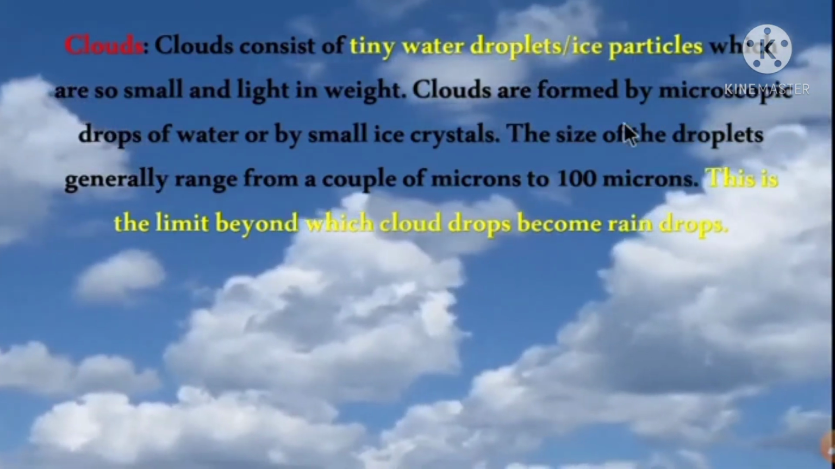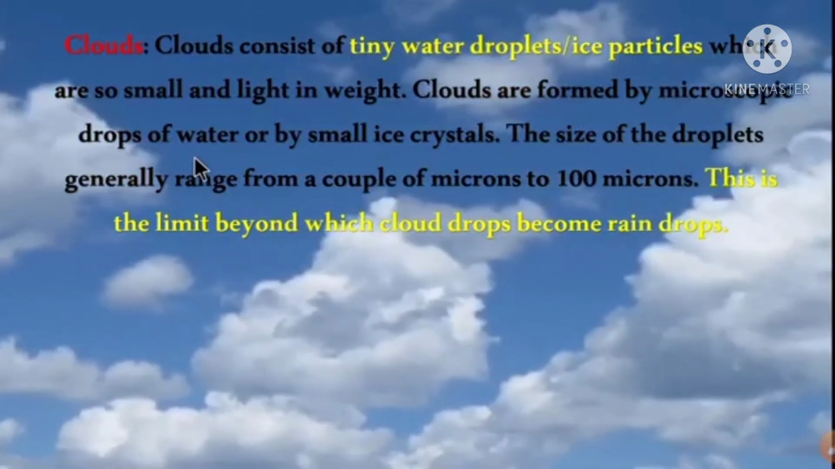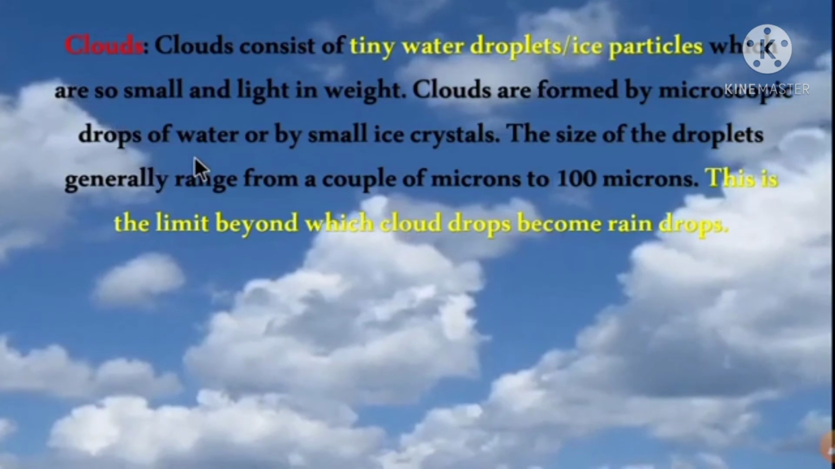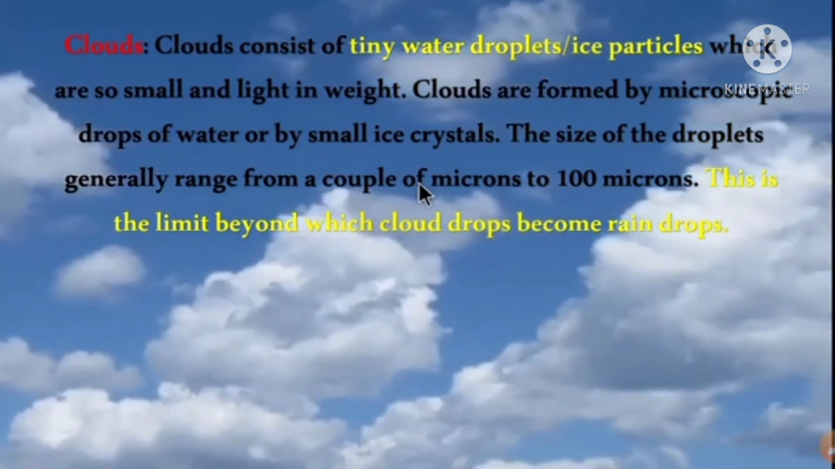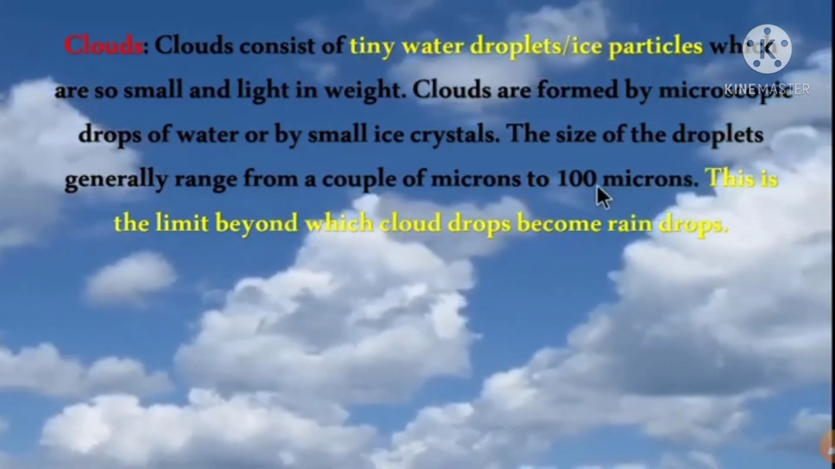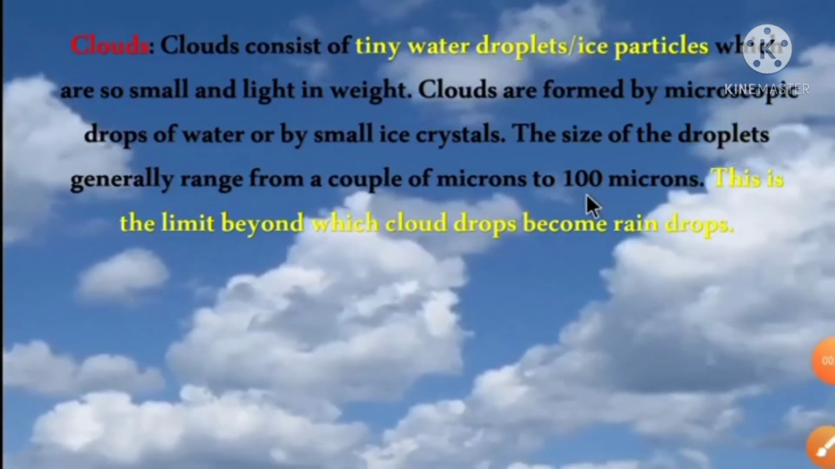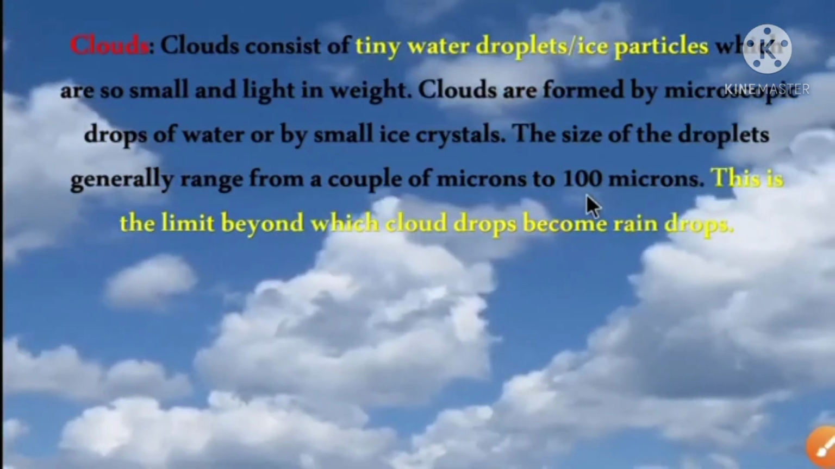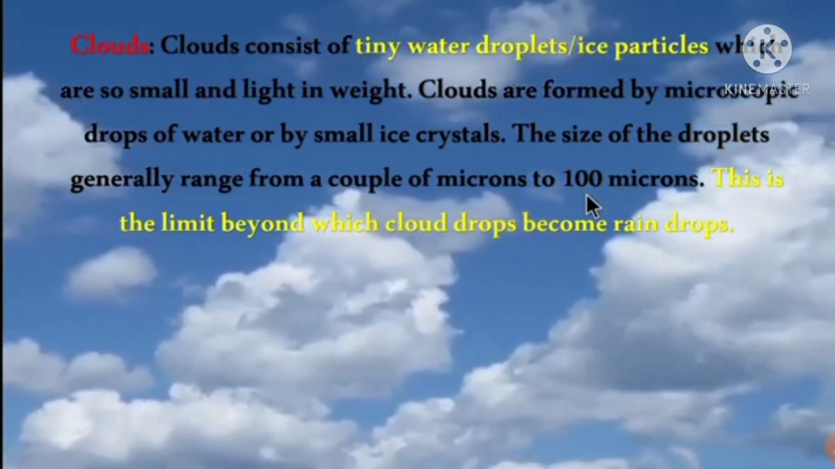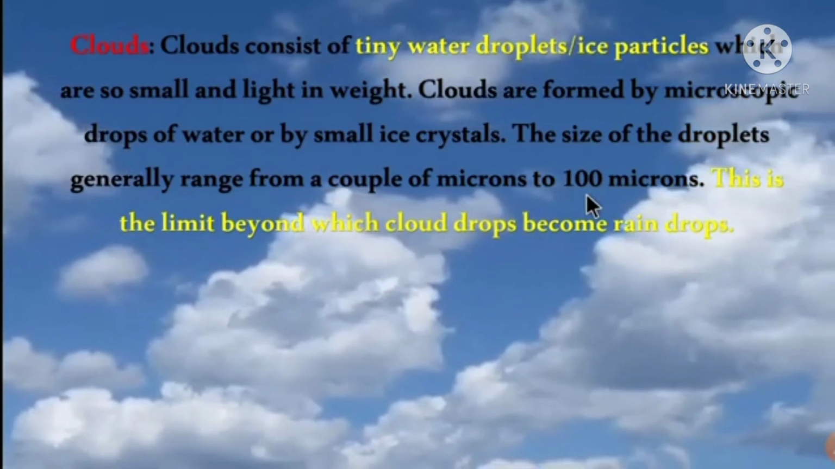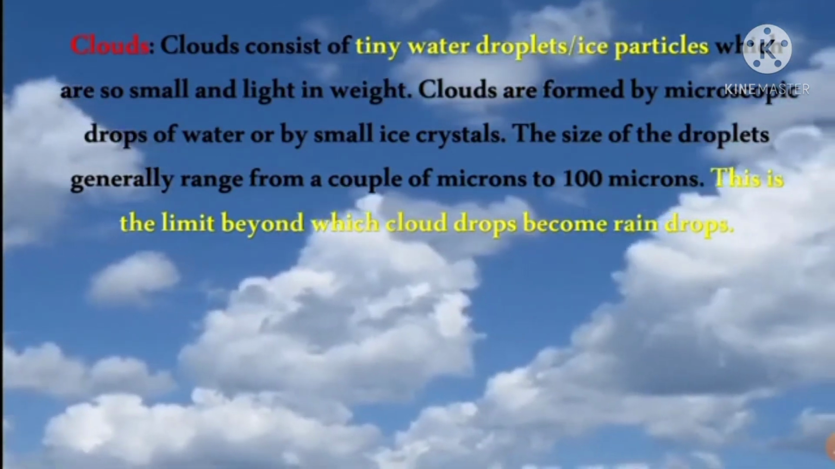Clouds are formed by microscopic drops of water, microscopic meaning tiny, or by small ice crystals. The size of the droplets generally ranges from a couple of microns to 100 microns. So when the size increases, the cloud will burst in the form of raindrops. So cloud is one of the forms of condensation.